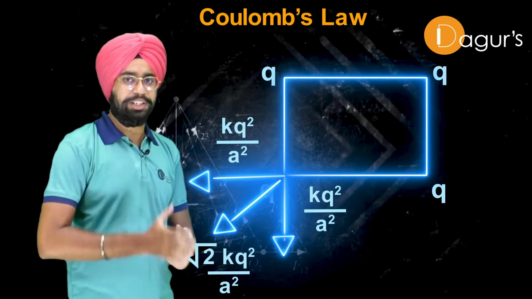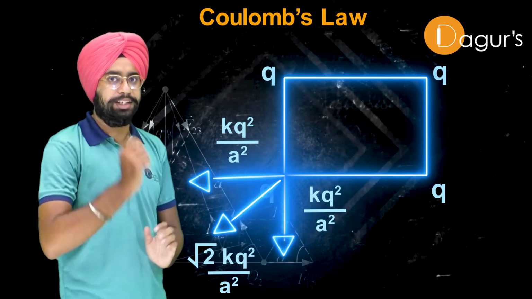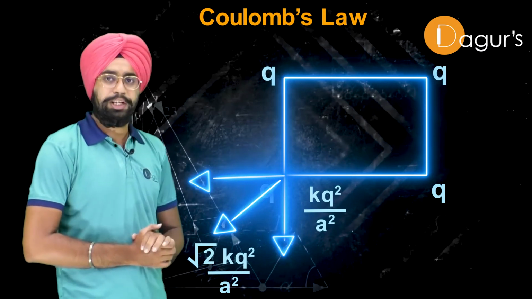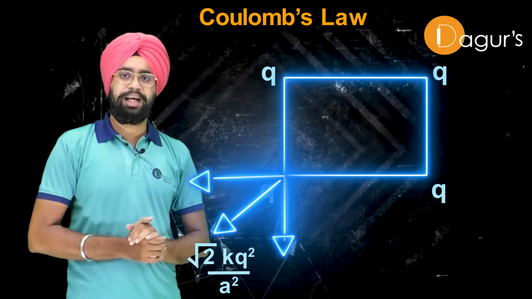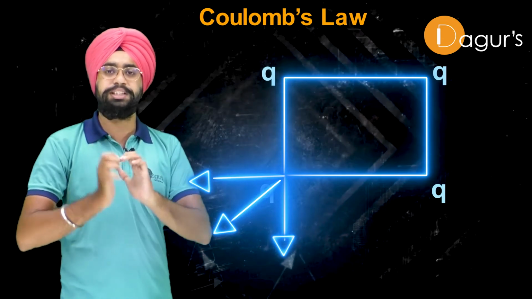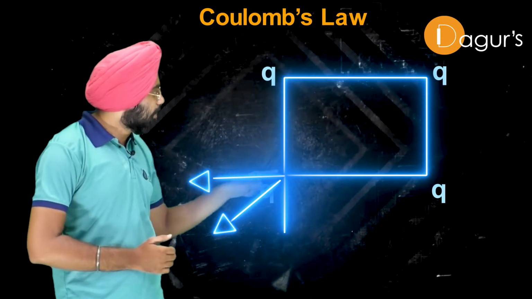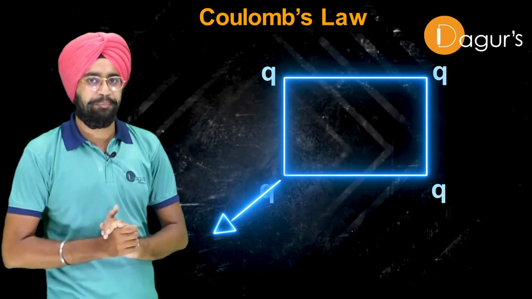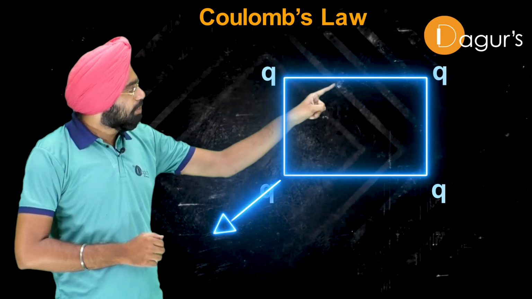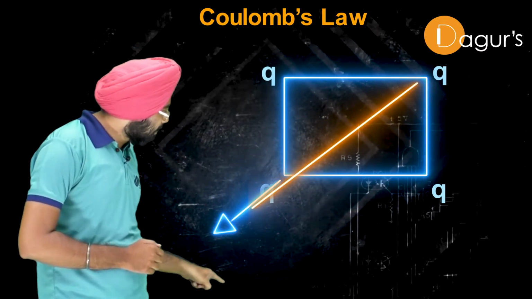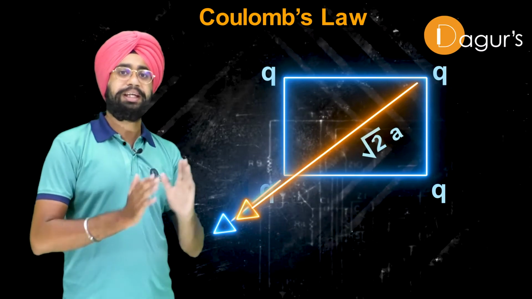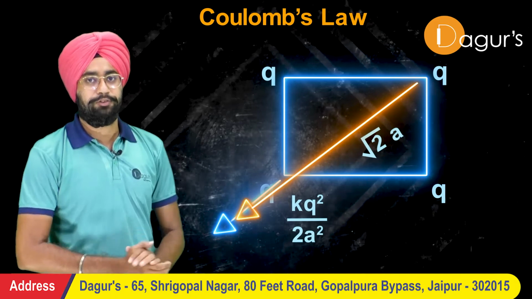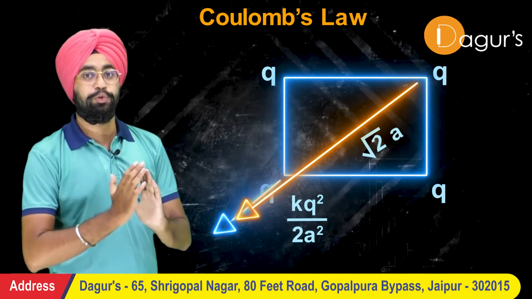But dear students, the question is not finished yet. There is another charge which is present at the diagonal point. And you know what the diagonal is? The diagonal is root 2 times the side of the square. So, the distance between these two charges will be root 2 into a. Now, the charge which is present there will apply a force in the same direction and that will be kq² upon (root 2 a) whole squared, which will be kq² upon 2a².